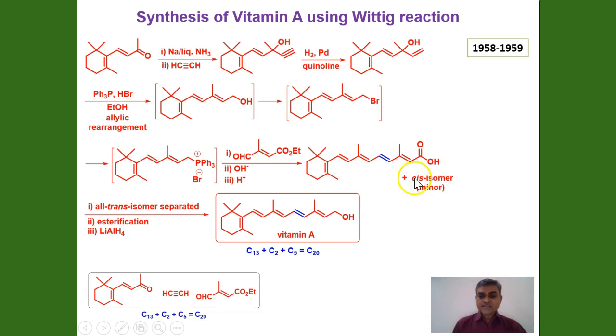Now, trans as well as cis, they are separated with the help of chromatography, and then after separation, it is esterified, and later on, it is treated with lithium aluminum hydride to form vitamin A. So in this way, we have prepared vitamin A once again with the help of Wittig reactions as well as acetylene chemistry here by using sodium in liquid ammonia. So two syntheses of vitamin A are very interesting, and all the reactions involved are basic organic chemistry.